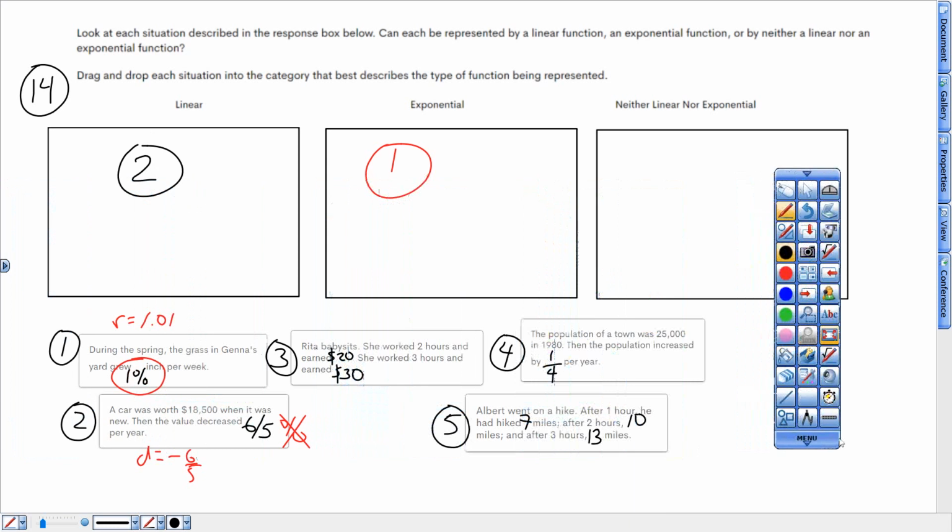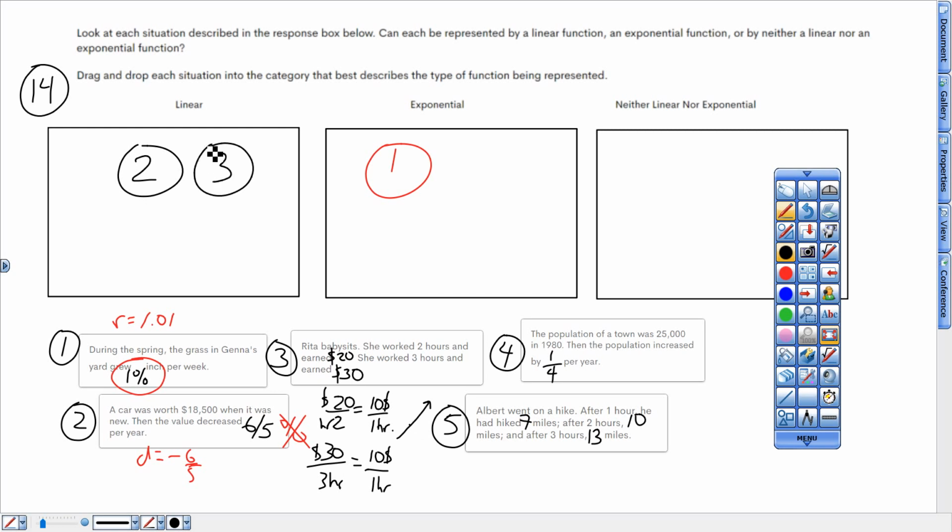All right, next one. This one you got to do a little calculation. $20 for 2 hours. If I divide that, that gives me that unit rate. That gives me $10 per hour. That's its slope, $10 for every hour. If I divide $30 by 3, that gives me that same $10 per hour. That would be data going up at the same rate. That makes this linear, number 3.